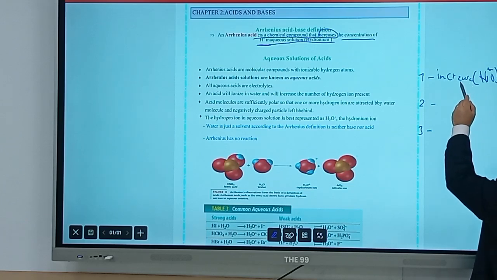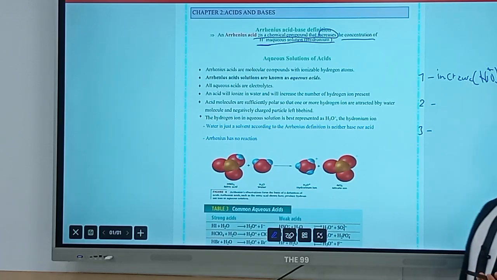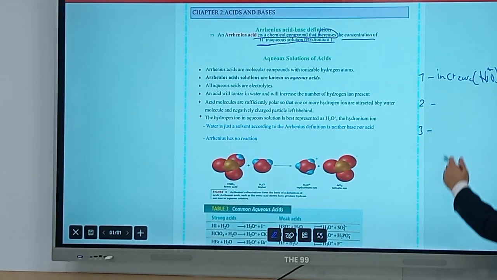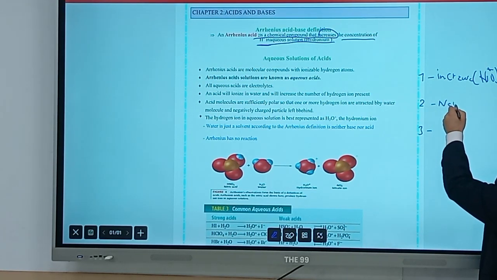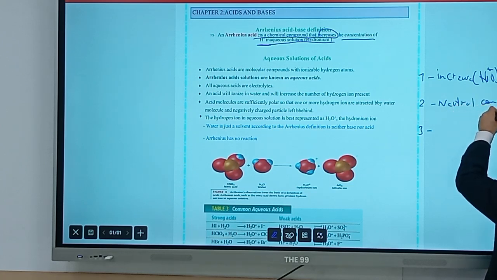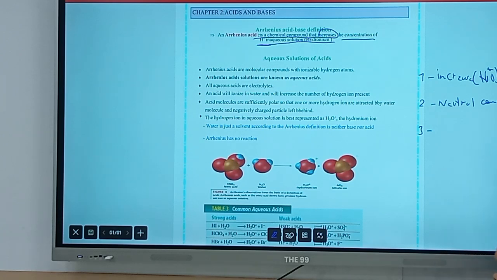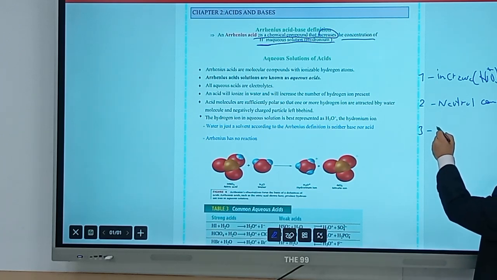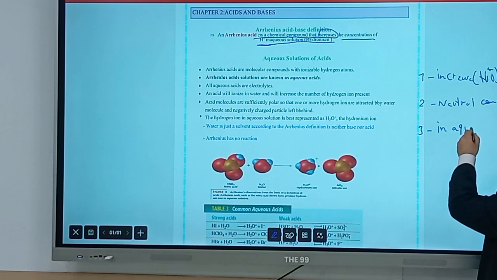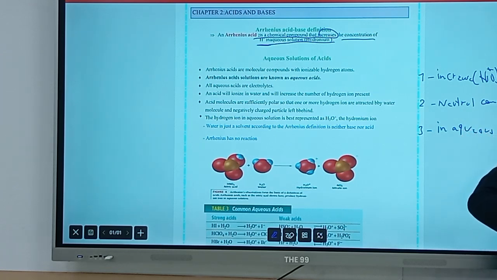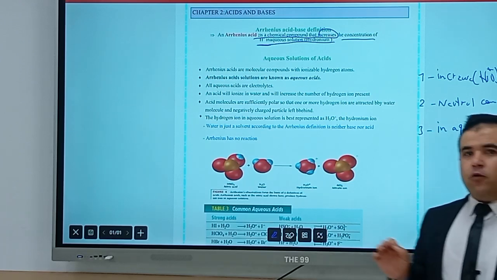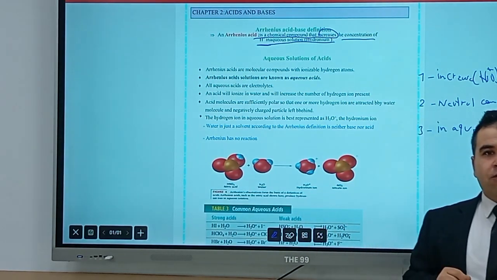Second, we have some acids that increase hydronium but are not classified as Arrhenius. It must be a neutral compound or a neutral substance. Ions cannot be classified as Arrhenius. And third, it must be in an aqueous medium. These three conditions are a must for an acid to be classified as an Arrhenius acid.